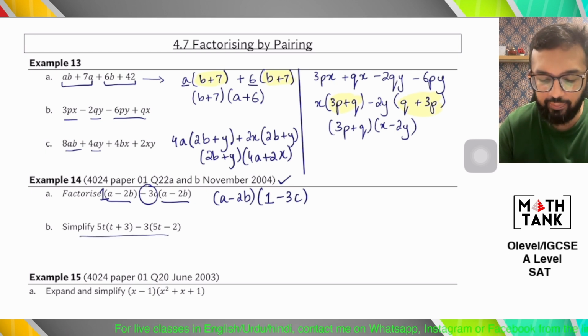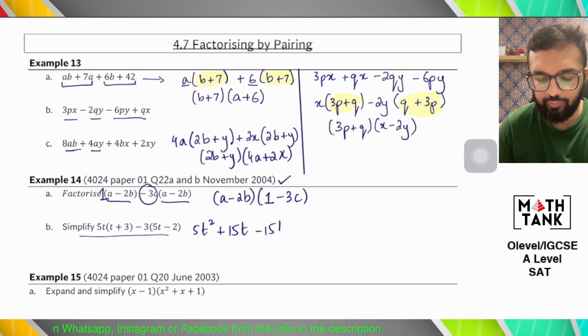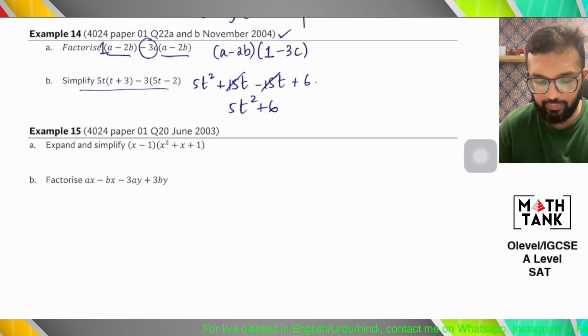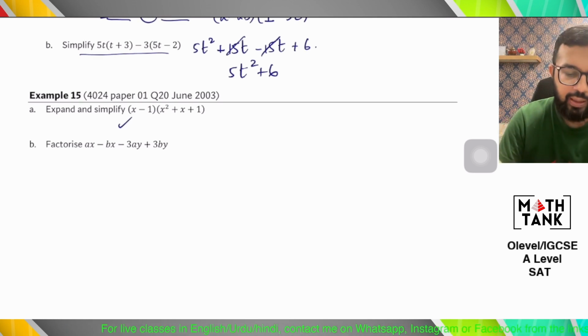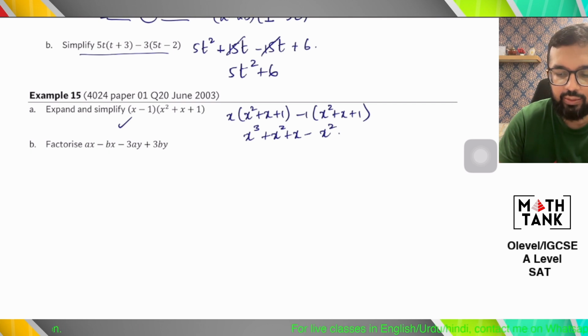Simplify. There's no other simplification I can think of except expansion. There's no factorization happening here. Okay, so this is as far as this goes. Expand and simplify. Let's expand. The x gets multiplied with this entire bracket first. And then minus 1 gets multiplied with this entire bracket as well. x cubed plus x squared plus x minus x squared minus x.